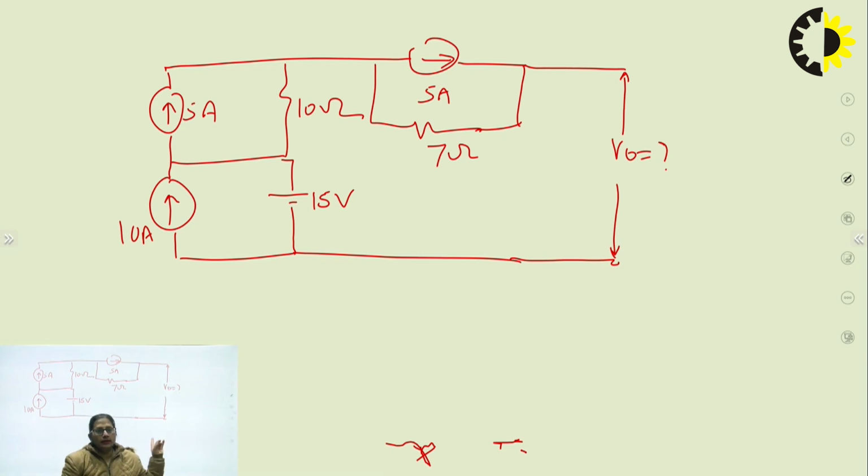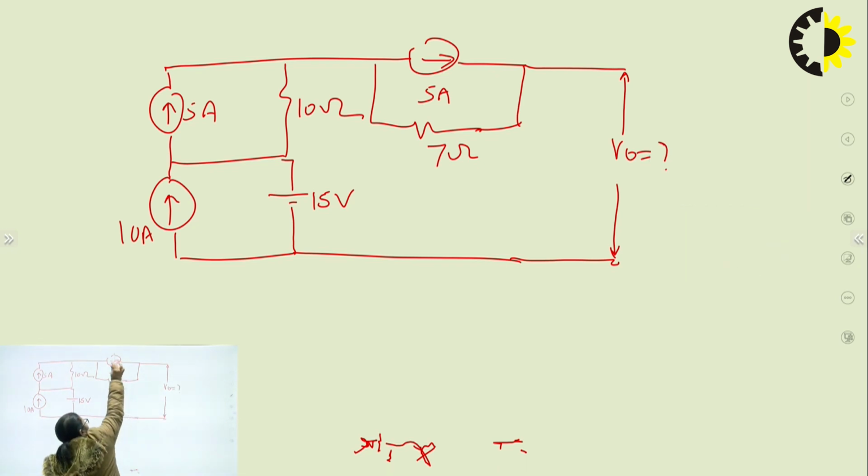In fact, the same numerical can be done using the theorems. The same numerical can be done using our basic analysis methods, that are KVL and KCL, node and mesh analysis. But we are going to solve it using the source transformation technique. How to get this output voltage using the source transformation technique? We need to see where the source transformation can be applied. So just see this 5 ampere current source. This current source is having a resistance of 7 ohms, which is directly in parallel to this.